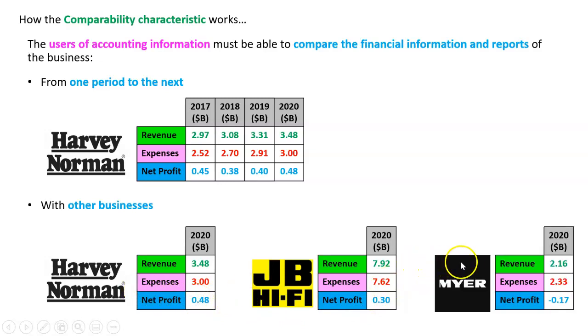Why don't we compare it to Myer as well? Myer did not do very well in 2020. Obviously, COVID impacted everything, but we can see because things are set out the same way and all the transactions have been treated the same, I've got a really good comparison here. Harvey Norman is beating JB Hi-Fi and Myer. Okay? And the beauty of these numbers and these reports is that they're comparable. I can compare Harvey Norman's performance over time, and I can compare it to its competitors, its other businesses in its industry as well.